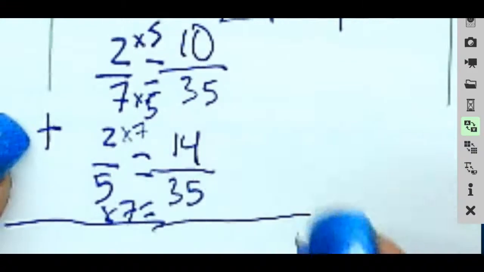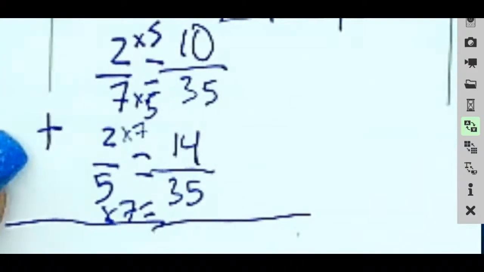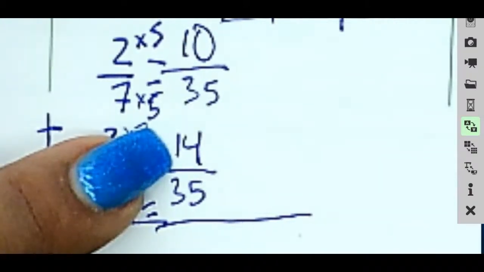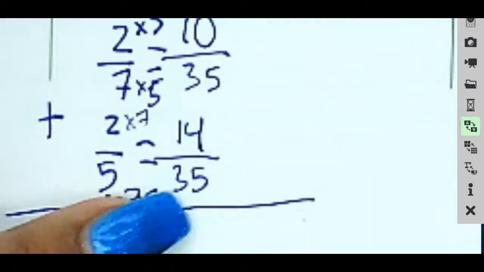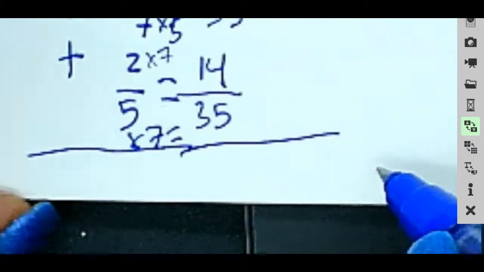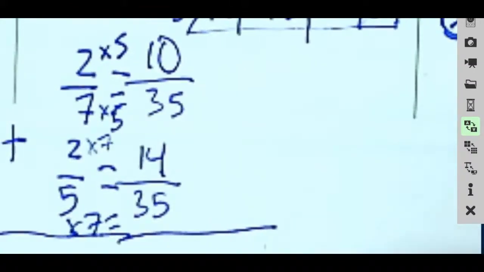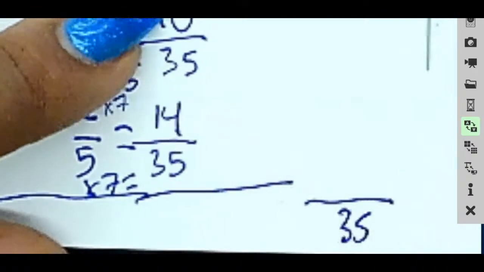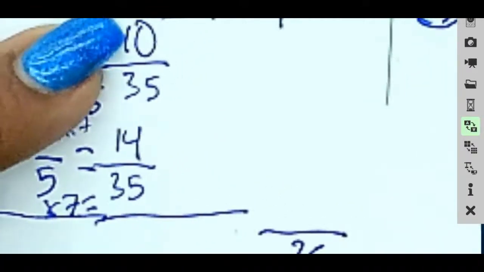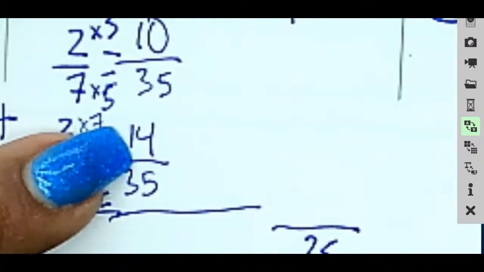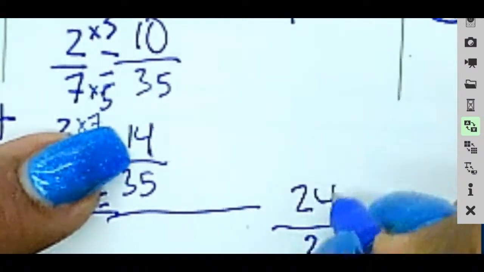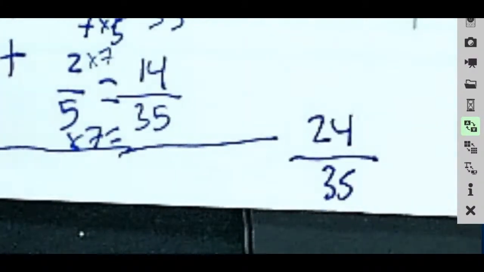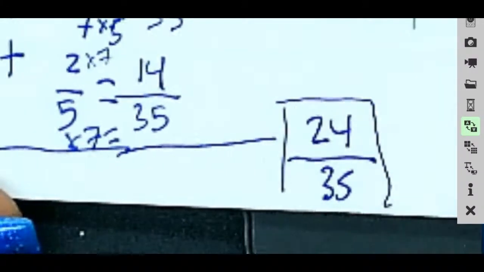Okay, now it says that I need to add. So I only add the numerators, okay, and my denominator will stay the same. I'm going to write it on the side. I don't have any more space, so I'm just going to write it here to the side. And then I add the numerator. So I have 35 as my denominator. Now I just need to add the numerator. 10 plus 14 equals 24, right? 0 plus 4 equals 4. 1 plus 1 equals 2. 24 over 35 would be my answer.